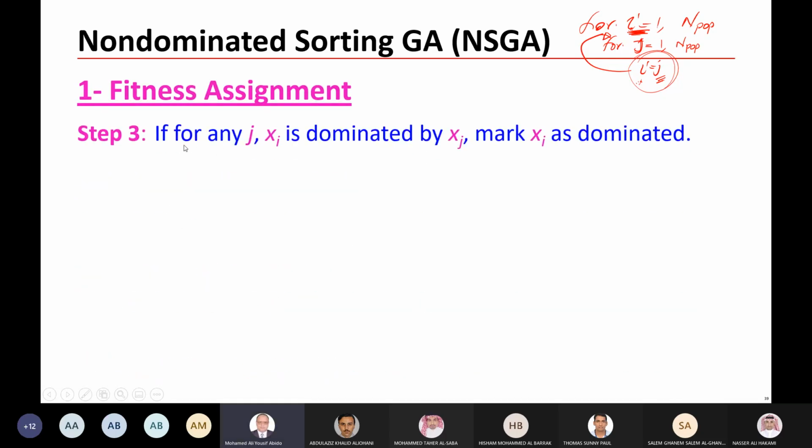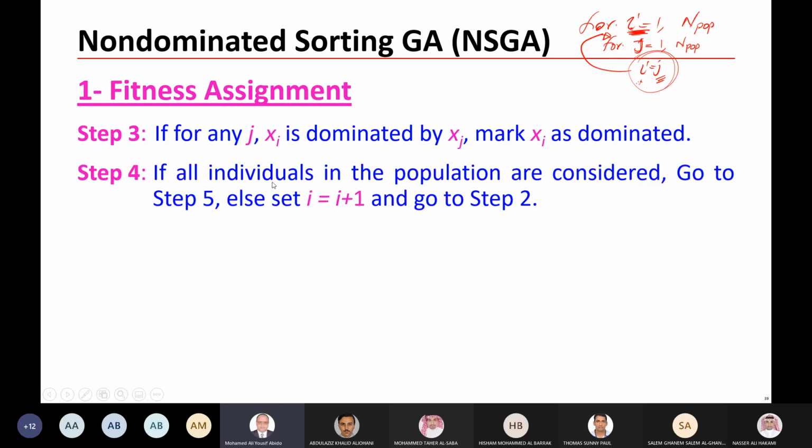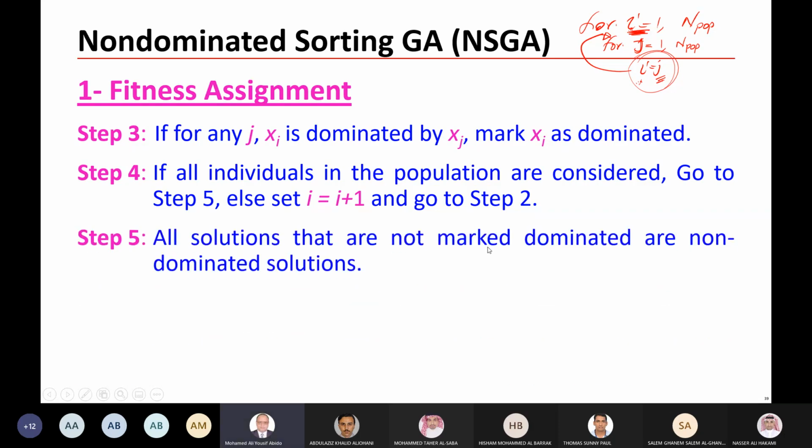So for any j, if xi is dominated by xj, mark xi as dominated, and go for another solution, and so on. If all individuals, all solutions in the population are considered, go to step 5. Else, go back and check another solution. You increase i by one. This for loop, you continue until you finish. All the solutions that are not marked dominated are the non-dominated solutions. And if this is done for the first time, this gives you the first front.